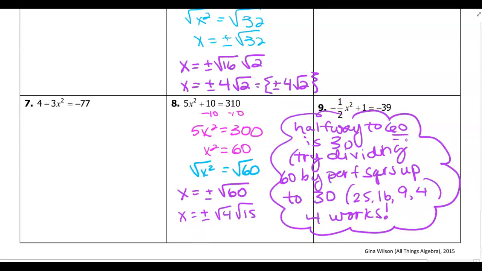So 60 is the number that is associated with the radicand. And then we simplify square root of 4, which is 2, radical 15. Set notation would be curly braces, plus or minus 2 radical 15. Don't forget the plus or minus. That's a common mistake.